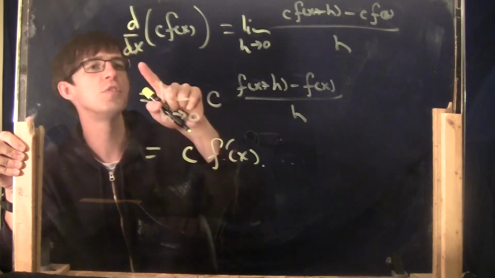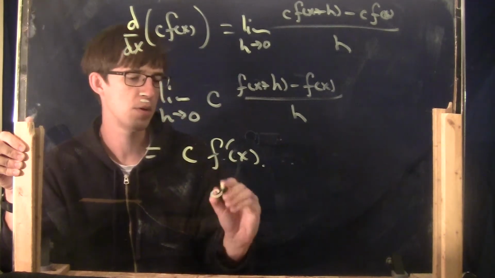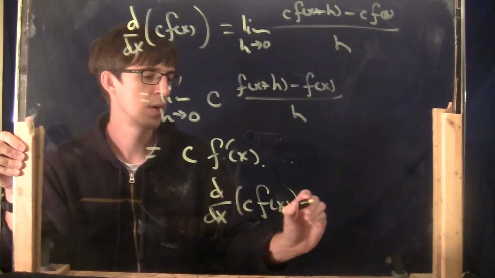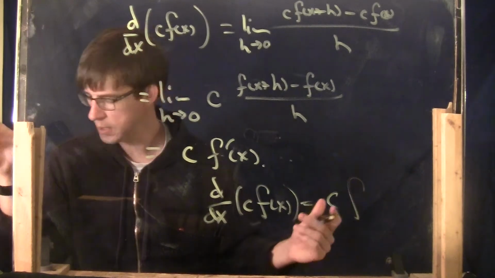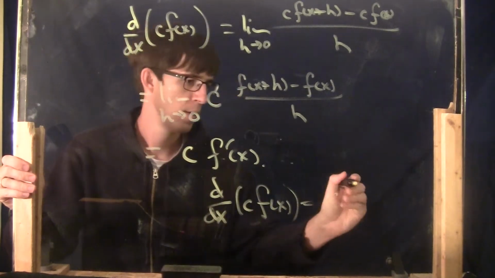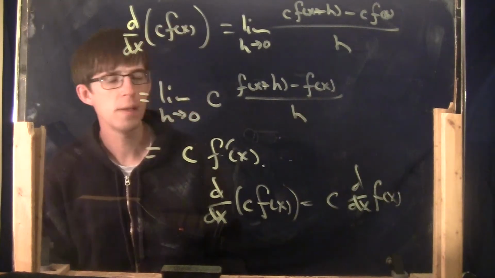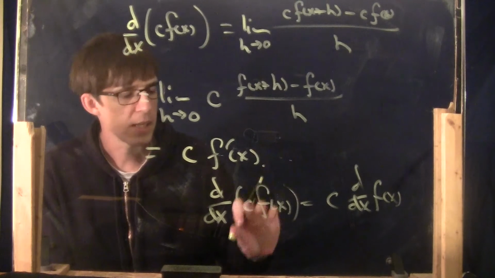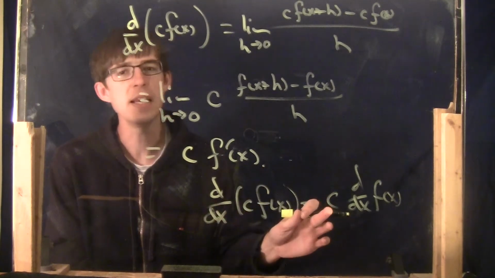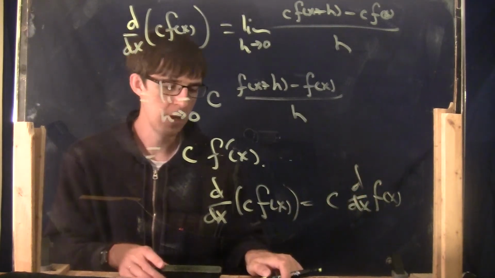So the moral of the story: the derivative of c times f of x is equal to c times the derivative of f of x. Another way you could write that is like this: the derivative of c f of x is equal to c times the derivative of f of x. Basically what I'm saying is if you have a constant and you're taking the derivative, the constant just stays in front of the answer and otherwise it has no effect on the derivative.